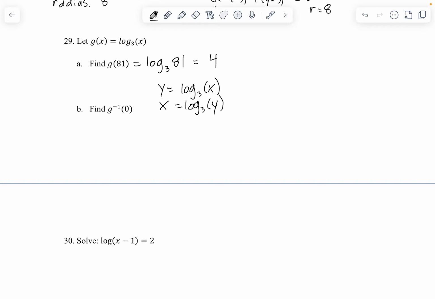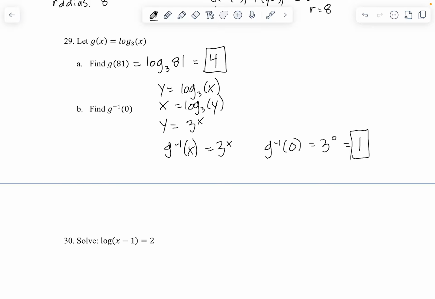Solving this for y involves writing it in exponential form. So I have a base of 3. Right? This is my base, and this is my exponent. So y equals 3 to the power of x. That is my inverse function. g inverse of x equals 3 raised to the power of x. So g inverse of 0 is 3 raised to the power of 0, which equals 1. Okay? Because anything raised to the power of 0 equals 1.